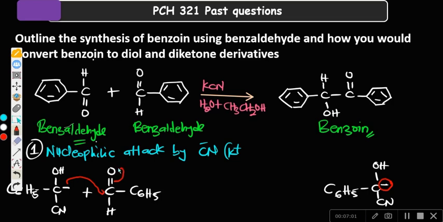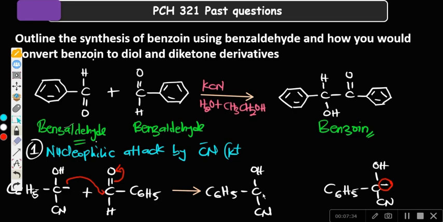If it attacks this carbon, this one will come up there. And when it comes up there, what are we going to form? We'll have a negative charge here. True or false? True. So the product of this reaction will be something like this: C6H5, here is C, here is OH, and then we have cyanide.